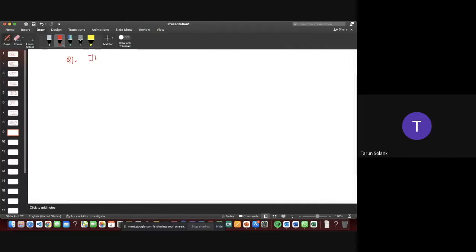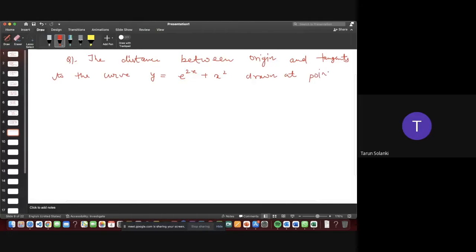which is: the distance between the origin and the tangent to the curve y equals e to the power 2x plus x square, drawn at the point x equals 0.